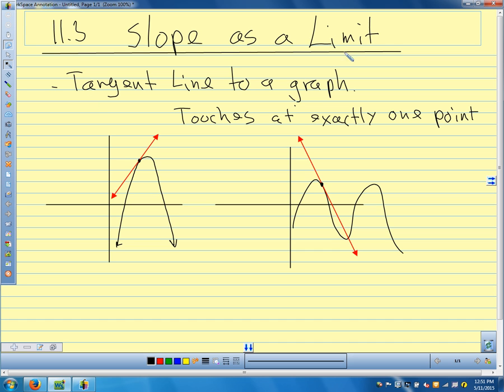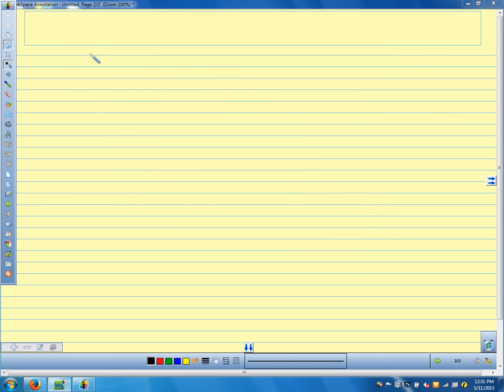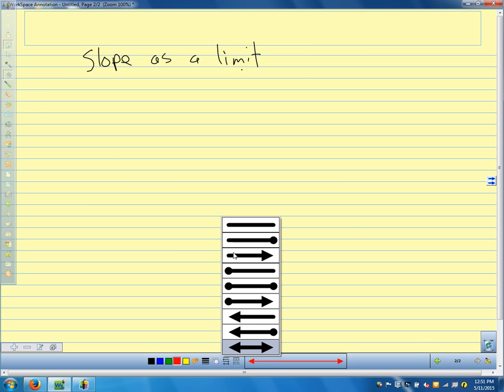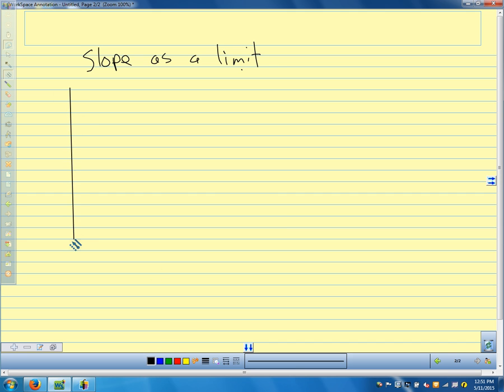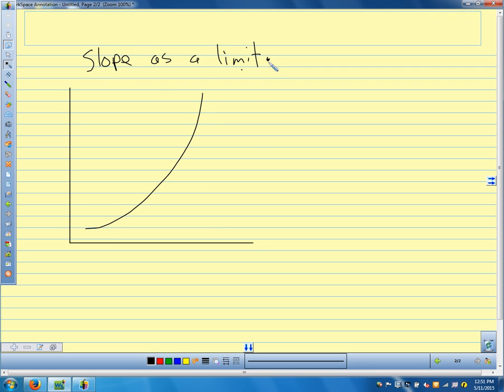So let's talk about how we're going to bring in the idea of a limit here. We talked about it a little bit the other day. So, slope as a limit. We'll draw a graph here to get to the idea that we're talking about. So here's my graph, some kind of graph. To get to this idea, we're going to pick a point here at some x value, and then we're going to move over here by h units. So this would be x plus h, whatever h is.